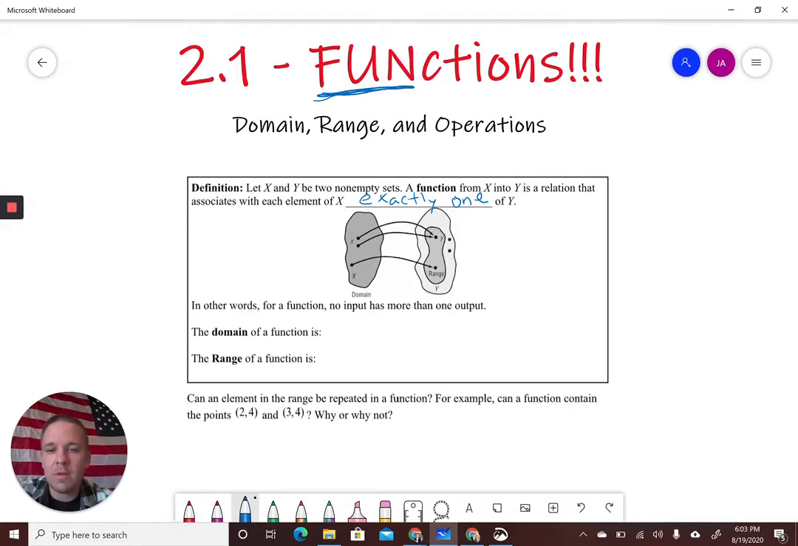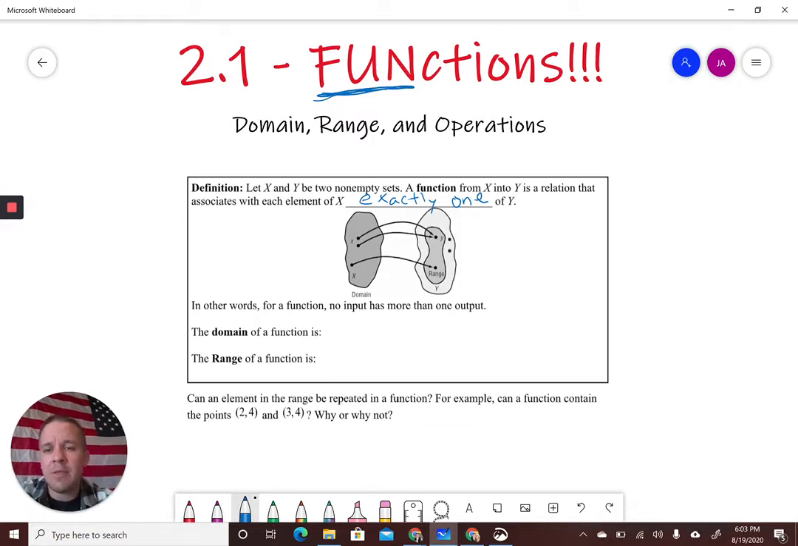So let's think about it this way. If I had this X going to multiple Y's over here, that would then not be a function, right? It would still be a relation, but it would not be a function because an input, your X, has more than one output. As you can see, though, multiple X's can go to one Y, and we'll see that here with numbers in just a sec.